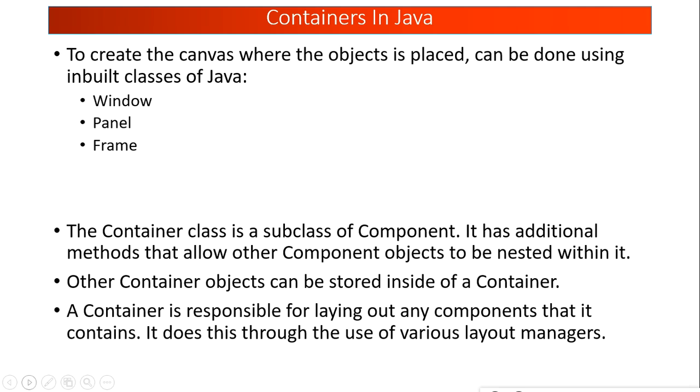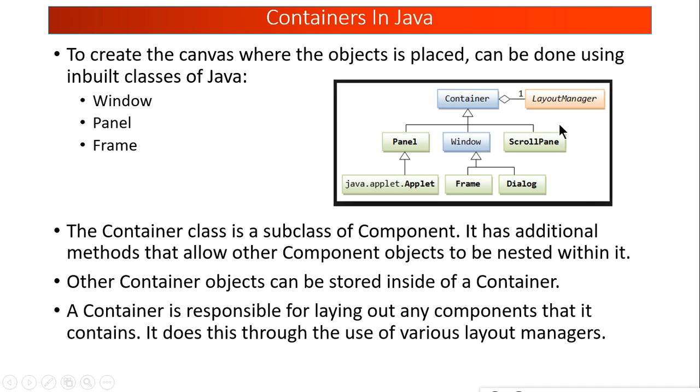To create the canvas, the container box, you can use three different classes: window, panel, and frame. This is an outlook of how these classes are stored in the Java package. Container is the main class which has these child classes, and the window class further has child classes of frame and dialog, and the applet class is the child class of the panel class. Whenever you are creating an applet, as I explained in my previous video, applets by default use the panel box.